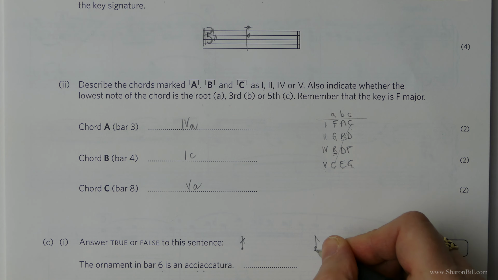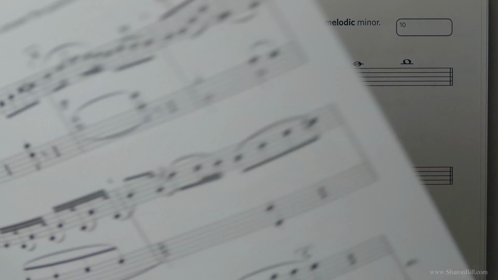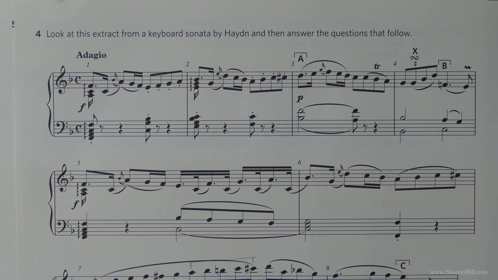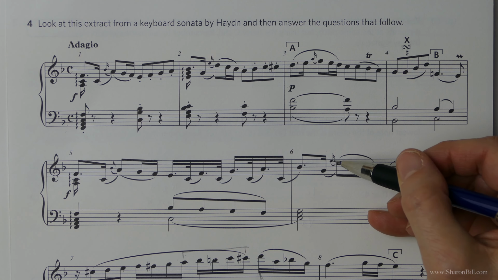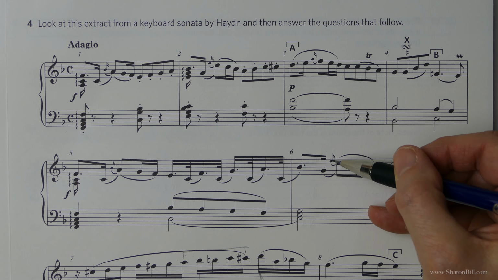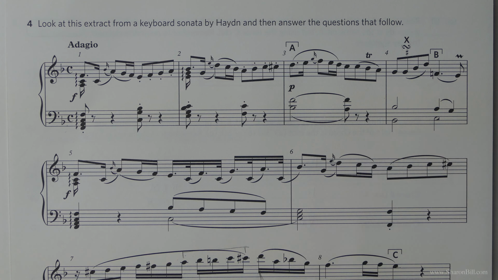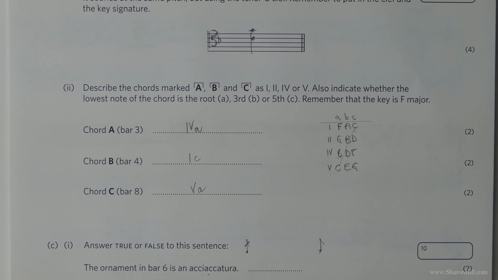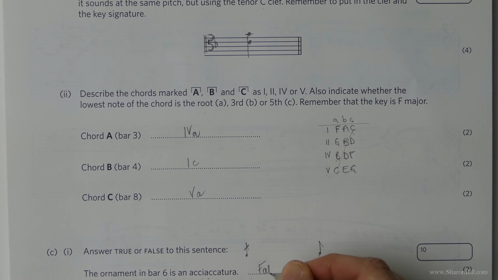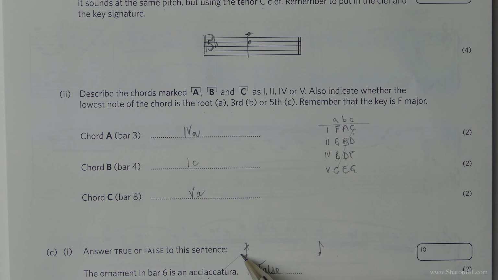So let's see which one we've got in bar 6. So where are we in bar 6? It's this one, and that is indeed the appoggiatura, the leaning note. So the statement that we've been given here is false. Easy to confuse the two, but that's the acciaccatura, that's the appoggiatura.